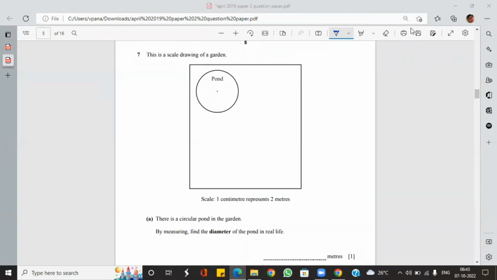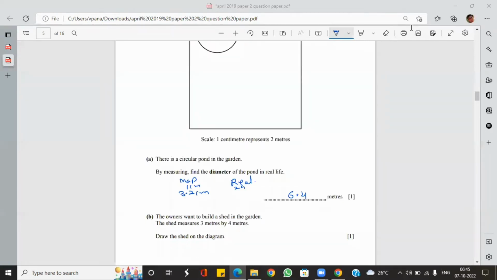There is a circular pond in the garden. By measuring, find the diameter of the pond in real life. So when we measure the diameter with the help of a ruler on the paper, we find that on the map it is 3.2 centimeters. So in real life, we need to find out. We know that on the map, 1 centimeter represents 2 meters. So 3.2 centimeters is going to represent 3.2 times 2, which is 6.4 meters. Got it? The owners want to build a shade in the garden.